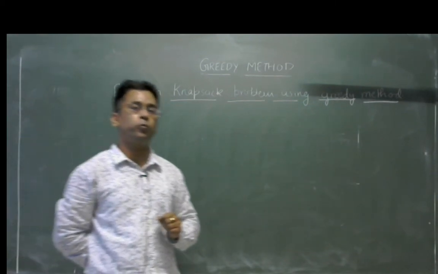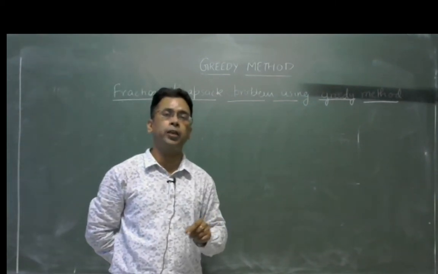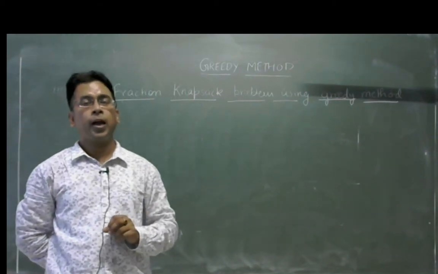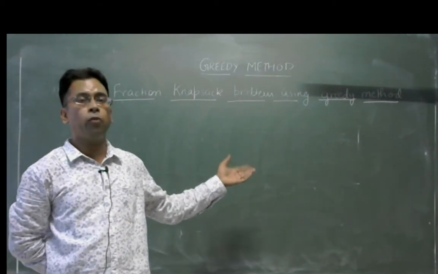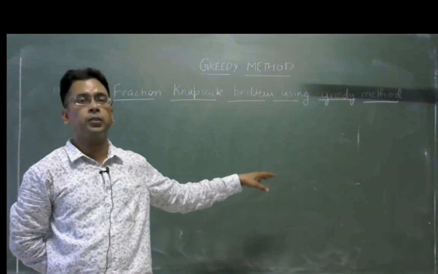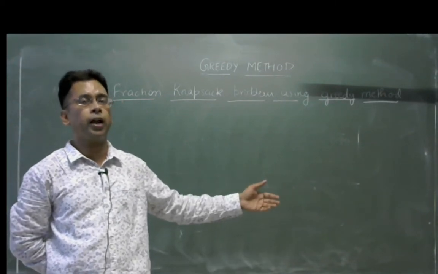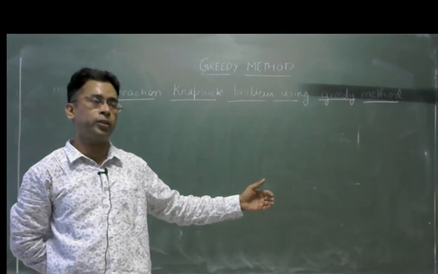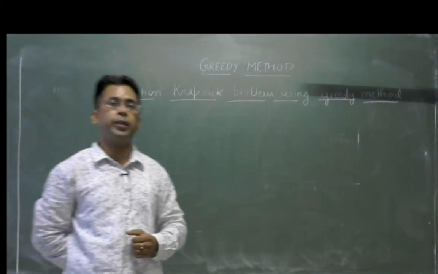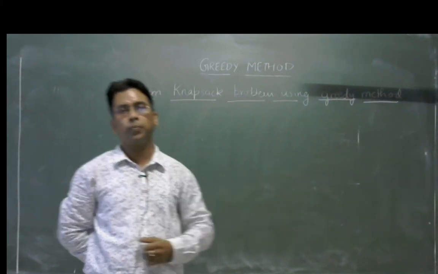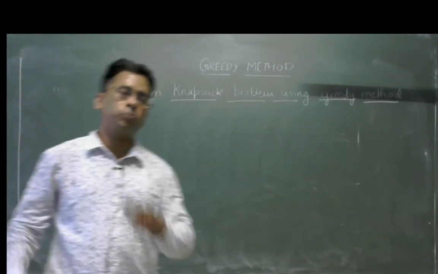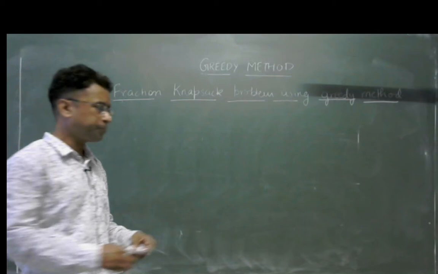Here we find out which among these items has the maximum value, and we want to fill a given knapsack with a certain weight. We fill the sack with the most valuable item first, then with the second most valuable item, then with the third, and so on. I shall explain this with an example.